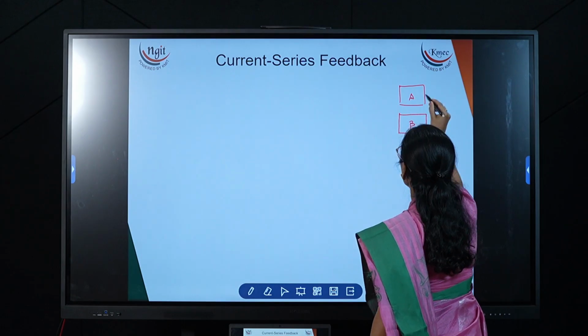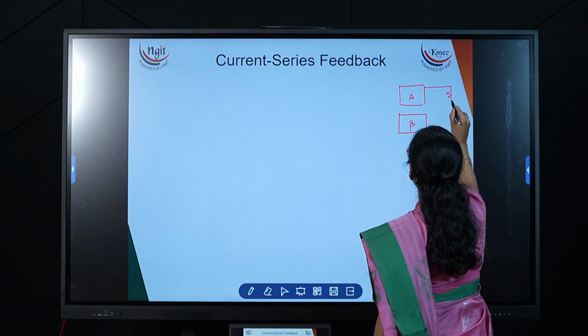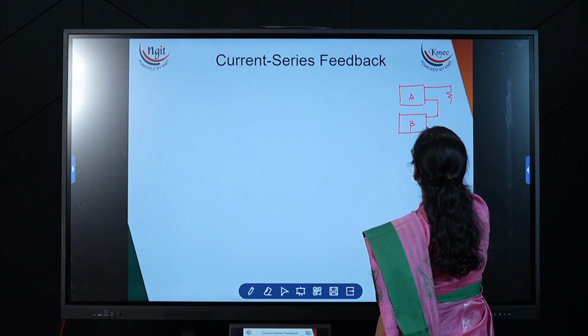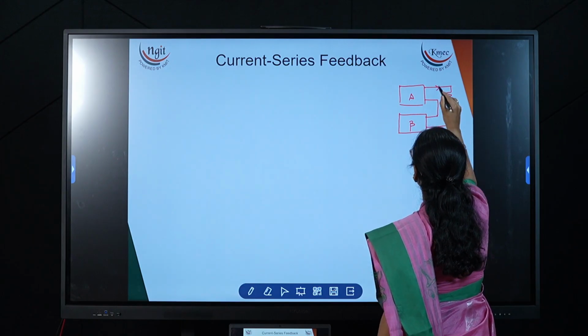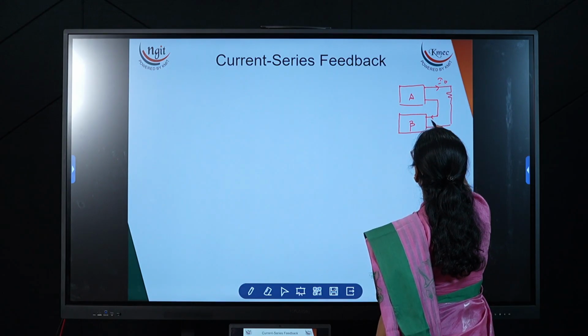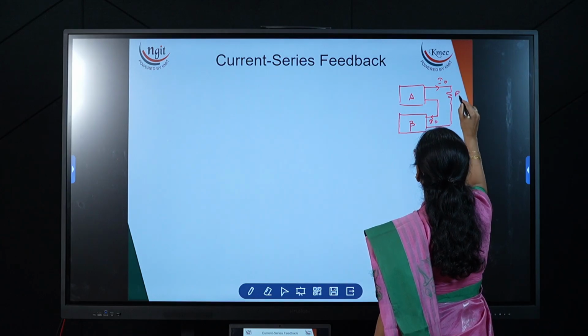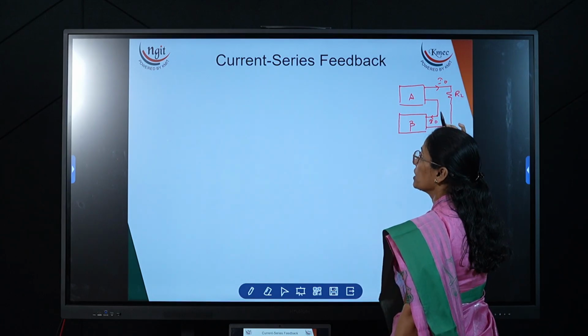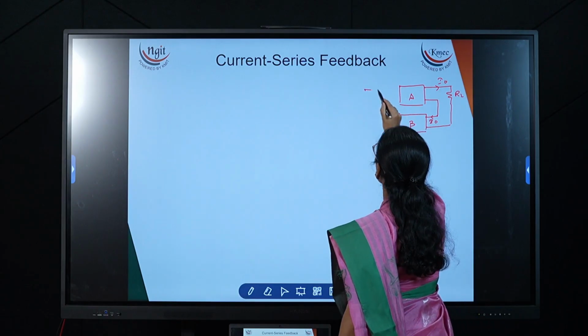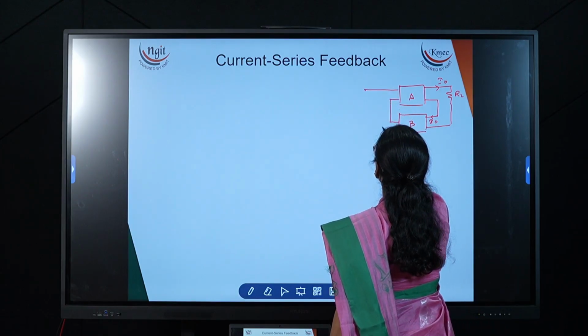Output side is current. Current means the same current we should get, which means we have to give a series connection. Whatever current I naught is flowing, the same current should be available at the feedback network. That's why on the output side we take the series, and the input is also a series connection.